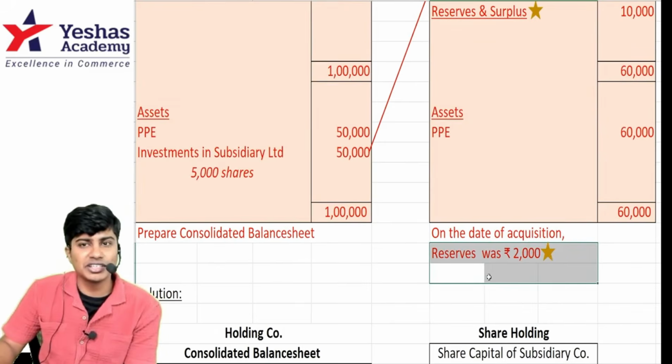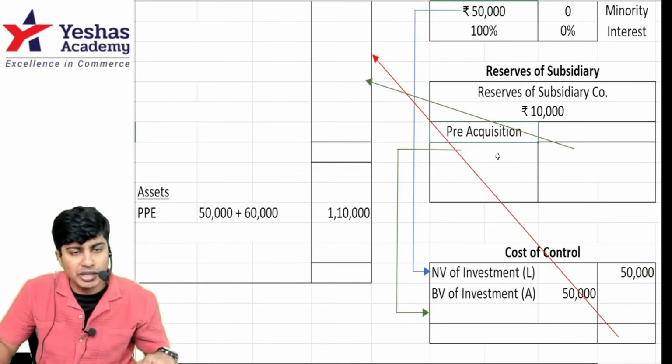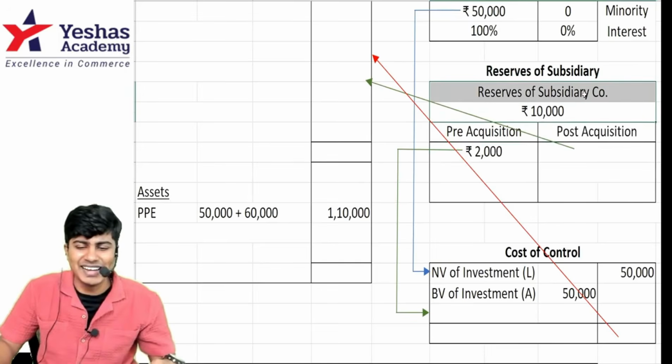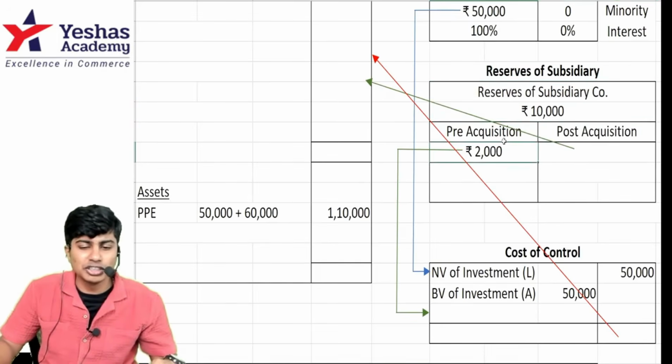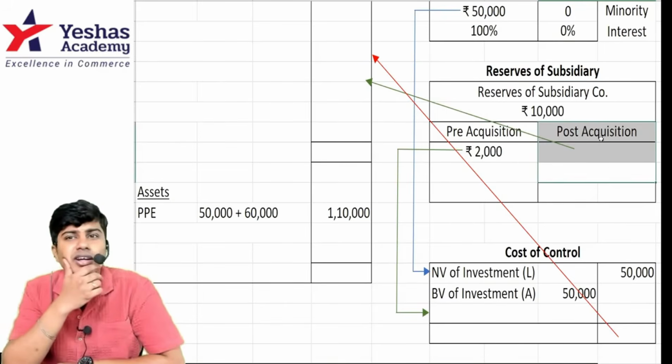On the date of acquisition, reserve is how much? So I'll split this reserve. 10,000 only. Pre is 2. Post is, sir, they have not given. Hey, at the end, it is 10. Pre is 2. How much is post? Now, everyone tell me, how did you get 8?